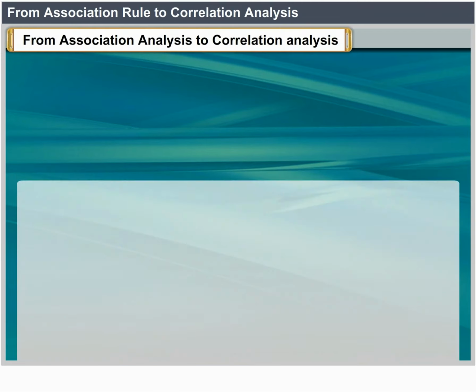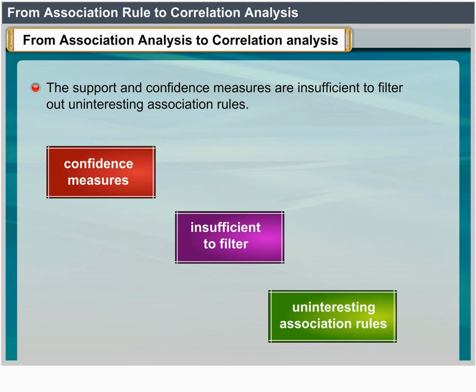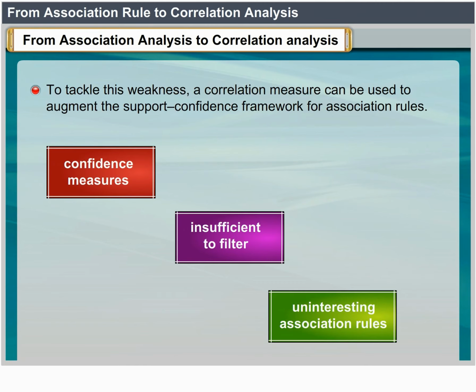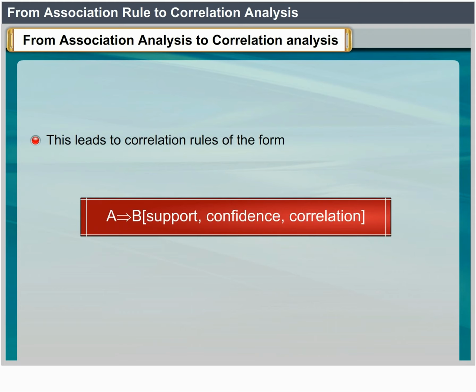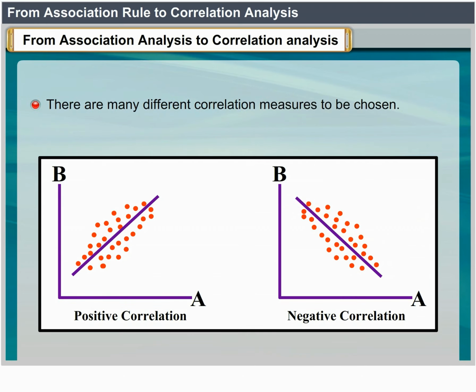The support and confidence measures are insufficient at filtering out uninteresting association rules. To tackle this weakness, a correlation measure can be used to augment the support-confidence framework for association rules. This leads to correlation rules of the form A implies B [support, confidence, correlation]. That is, a correlation rule is measured not only by its support and confidence, but also by the correlation between itemsets A and B. There are many different correlation measures from which to choose.